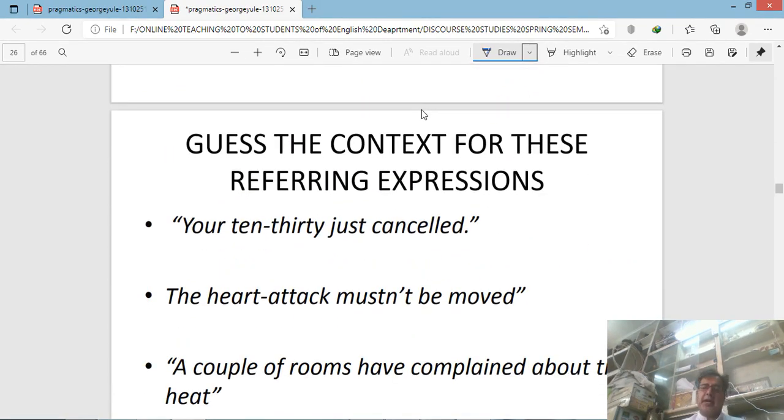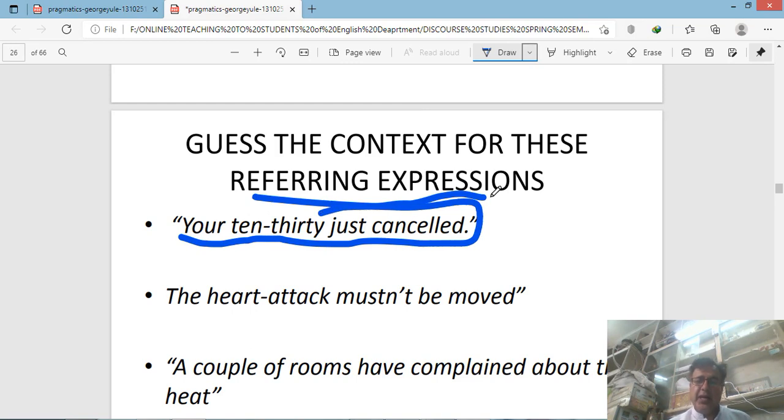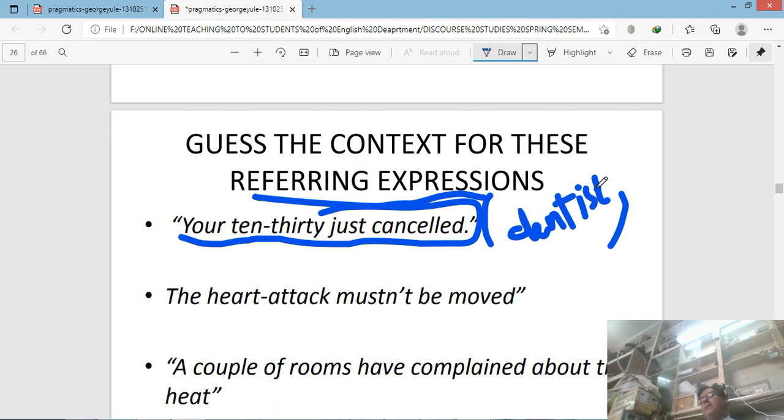Now you have to guess the context for this referring expression. Referring means that you have to refer and take some meaning out of it. For example, "Your 10:30 just cancelled." It may refer to a dentist or a doctor's appointment. So you can infer that the appointment you have taken with the dentist has been cancelled. This is quite indirect, and you infer it from this expression.